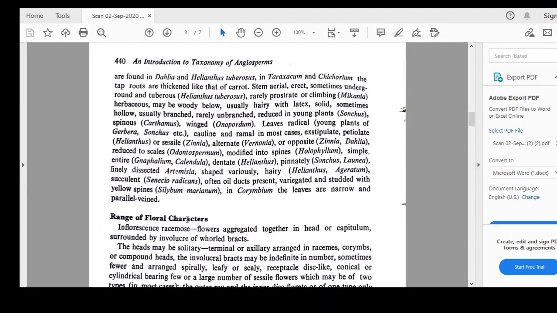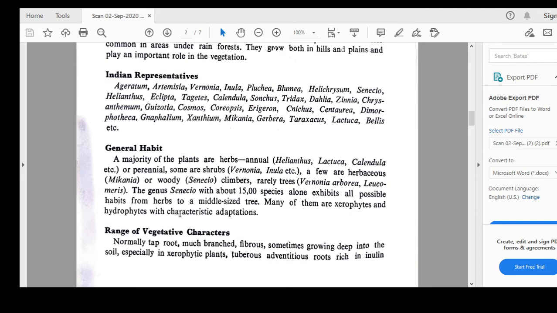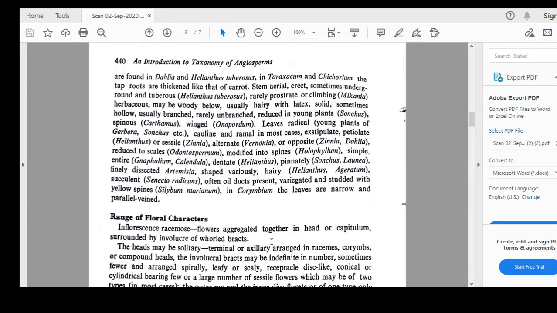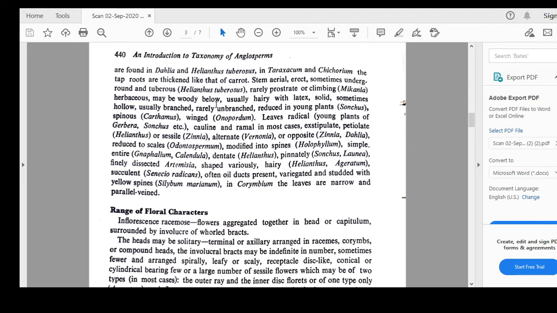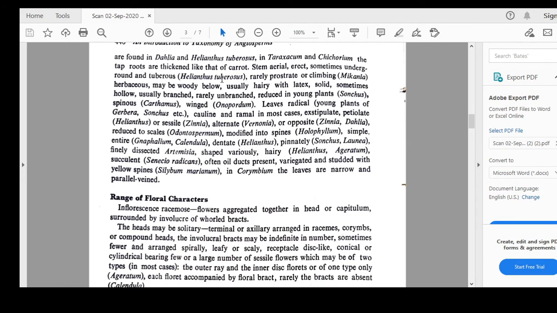Now, range of vegetative characters. Normally taproot, much branched, roots are much branched, fibrous, sometimes growing deep into the soil, especially in xerophytic plants. Tuberous adventitious roots, rich in inulin, are found in Dahlia and Helianthus tuberosus. In Taraxacum and Cichorium, the tap roots are thickened like that of carrot.